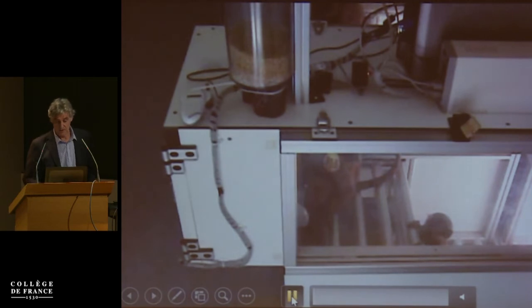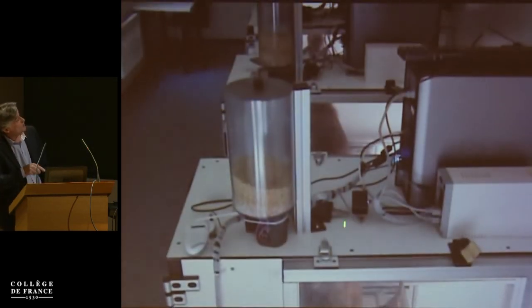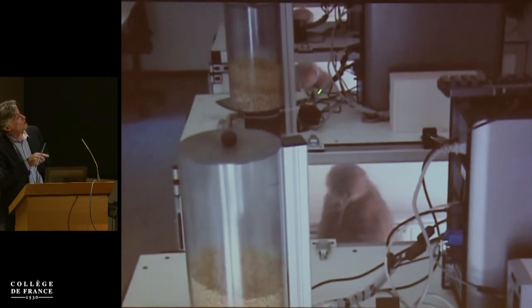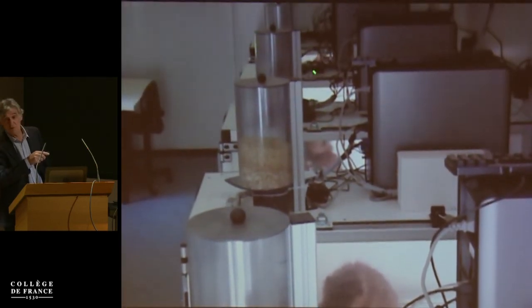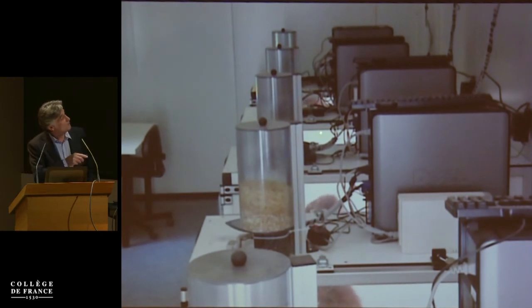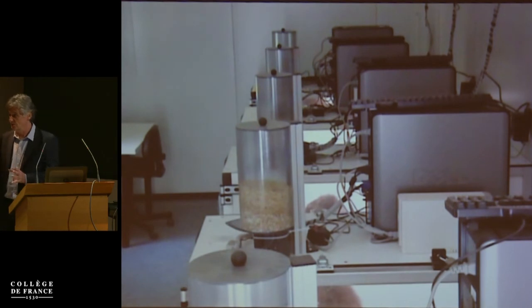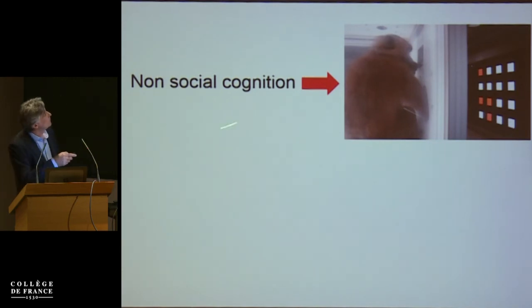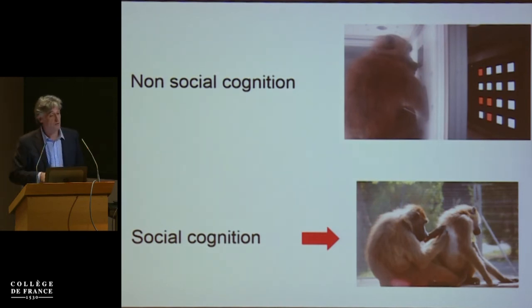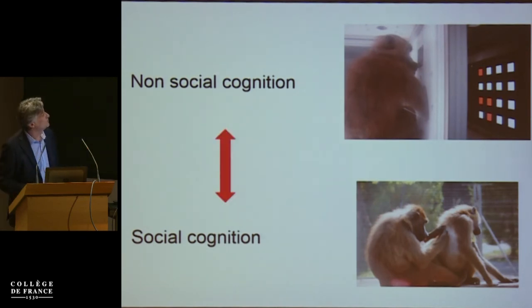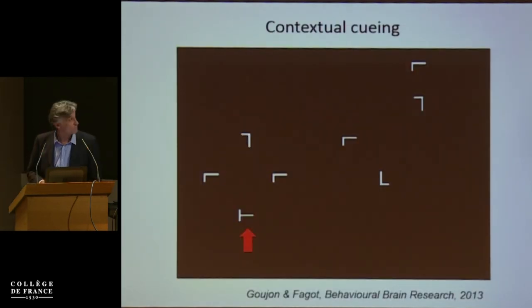Here you will see a short video showing that this animal is working in parallel with that one, which is working in parallel with that one, and this one and this one. And this animal here can see the other one here or the other one here. So when they are tested, they are in a social context. That means that in this lab we can do experiments on non-social cognition, we can do studies on social cognition, and also investigate the relation between these two. Here is one experiment that we did 3 or 4 years ago.